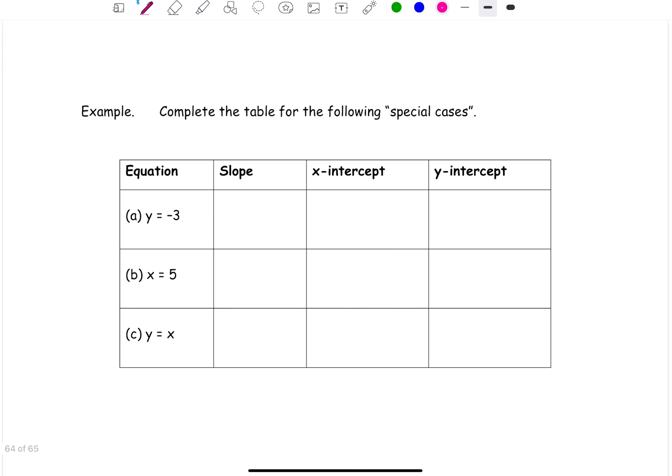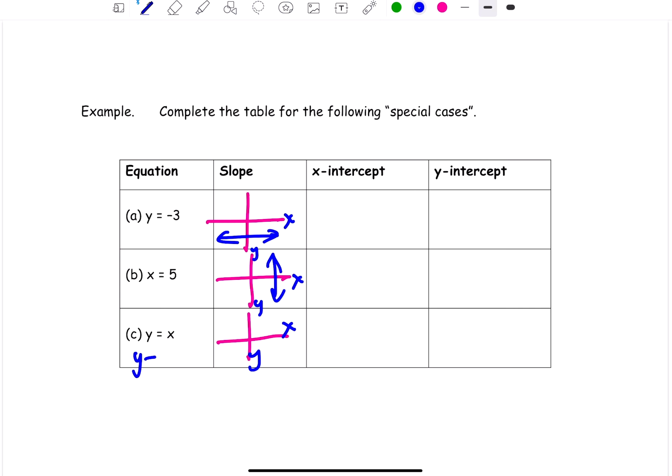Next, we have a few equations, and we are looking at the slope, x-intercept, and y-intercept of each of these. For y equals -3, the graph is going to be a line like this, and x equals 5 would be a line like this. Y equals x is y equals 1x plus 0. So it's a special line, the parent function, the basic linear function y equals x. It makes a 45 degree angle with the x-axis, and the slope is 1 here.